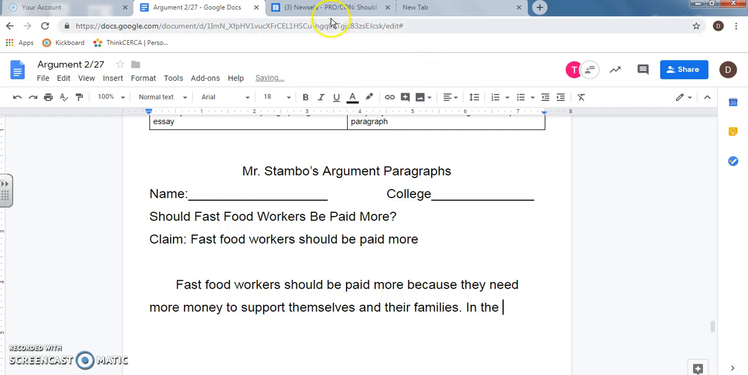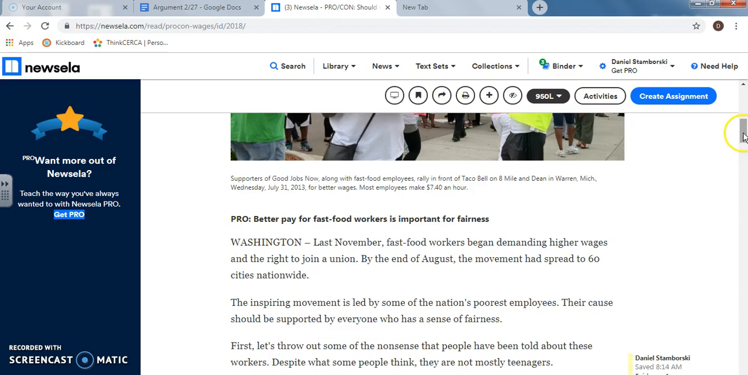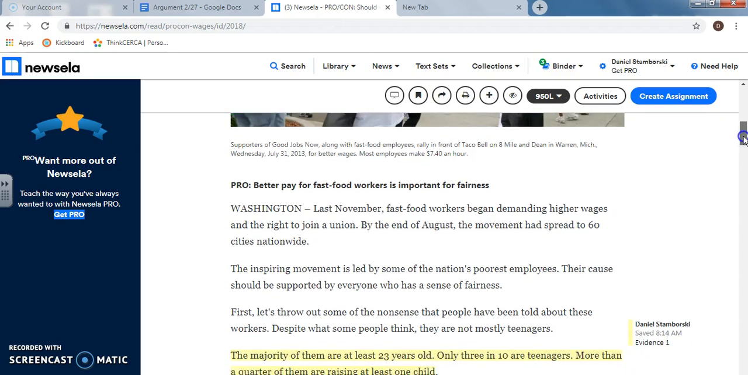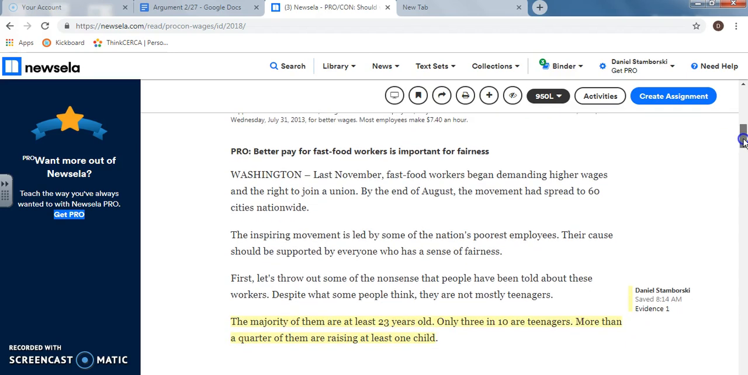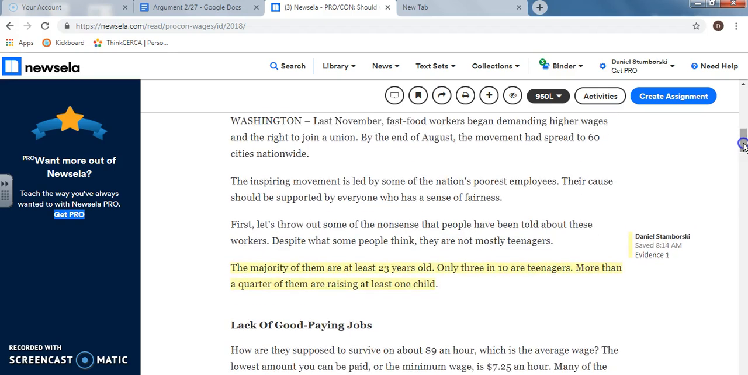Now I'm using this article here. We looked at it a while ago, so I'm going to look through, and I've already looked at the evidence. I've already highlighted, I've already underlined stuff I think is important, and I'm going to use this evidence here from the article to support my reason. It says the majority of them are at least 23 years old. Only 3 in 10 are teenagers. More than a quarter of them are raising at least 1 child. I'm going to cite this evidence after my reason.